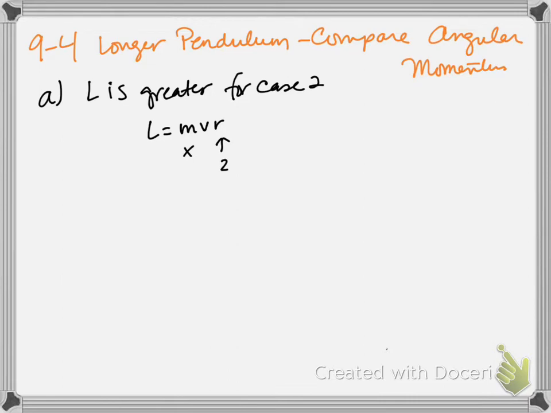However, we're going to use mgh equals 1/2 mv squared here. So our velocity is equal to the square root of 2gh. We've done this before. The object on the longer string is going to have a larger vertical drop. Okay, so its velocity is also going to be higher. So since the velocity is higher in case 2, and the radius is also larger, our angular momentum is going to be greater for case 2.